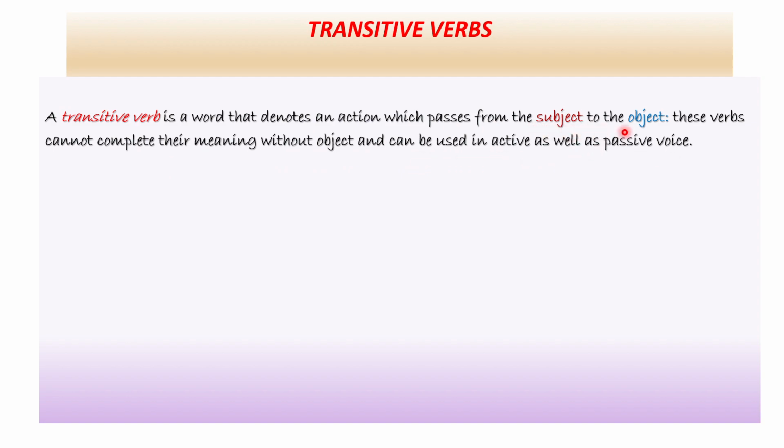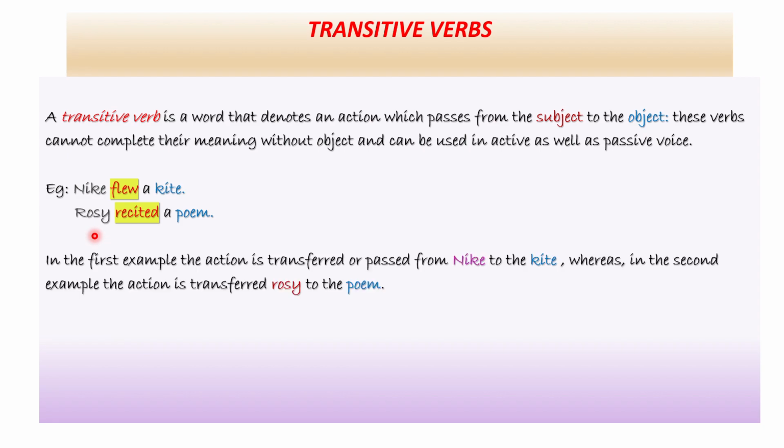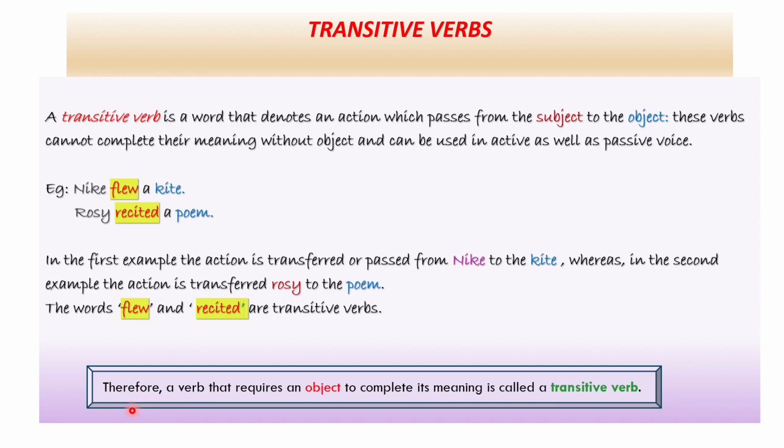So there is a subject and there is an object, and we can use it in active voice as well as passive voice. Like in this example, Nike flew a kite. Rosie recited a poem. In the first example, the action is transferred or passed from Nike to the kite, whereas in the second example, the action is transferred from Rosie to the poem. From Nike to the kite, from Rosie to the poem. The words flew and recited are transitive verbs. Therefore, a verb that requires an object to complete its meaning is called a transitive verb.